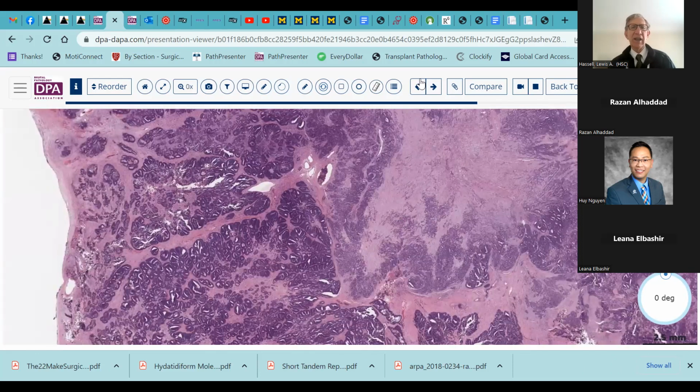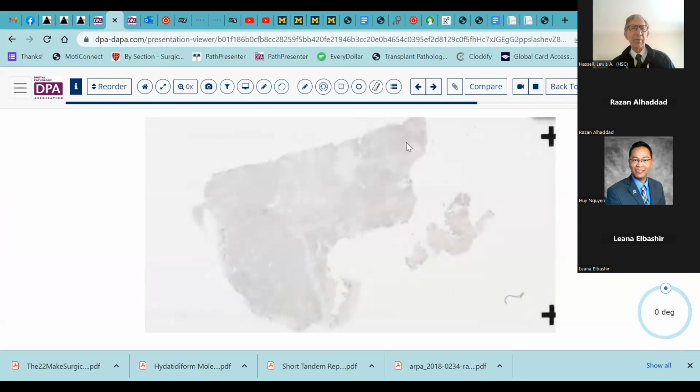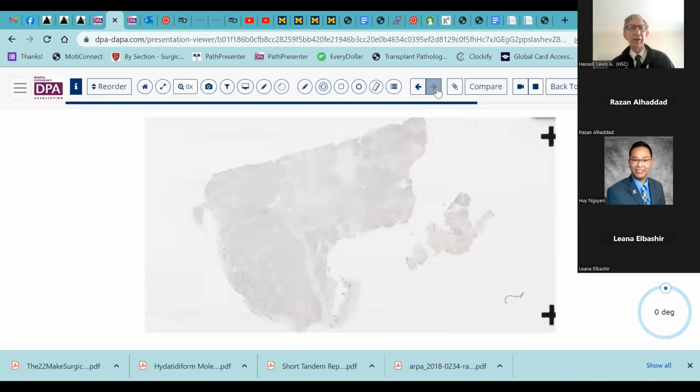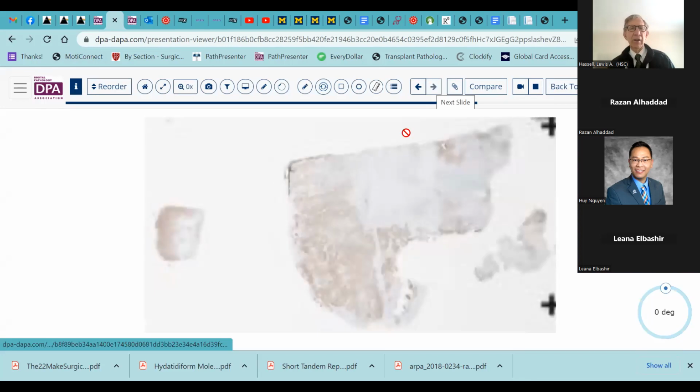So in contrast, this case was positive with, let me see which marker this is here. This is our WT1, so it's not a serous carcinoma. We'll go on to the next one.